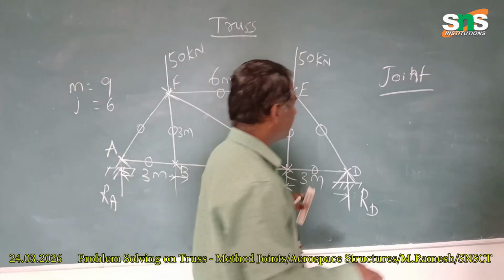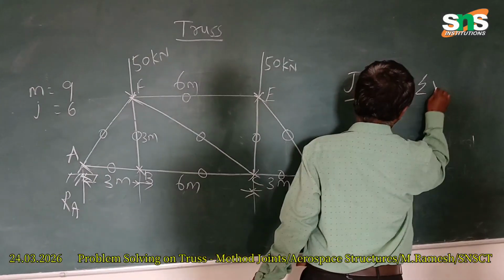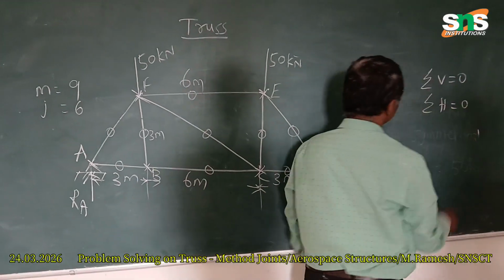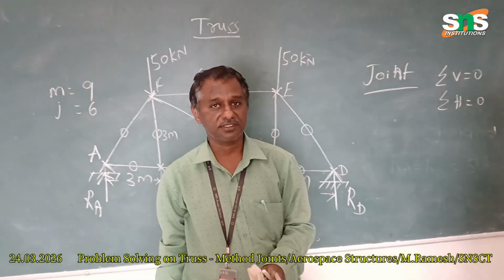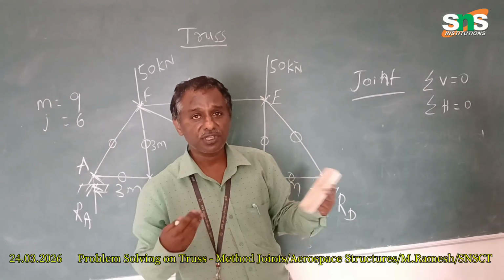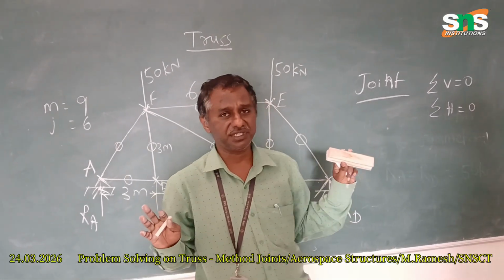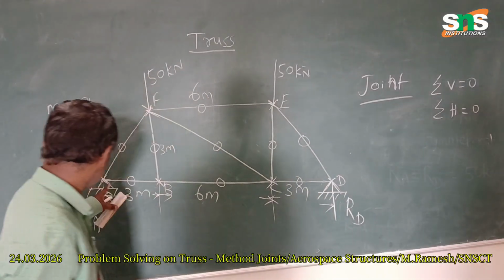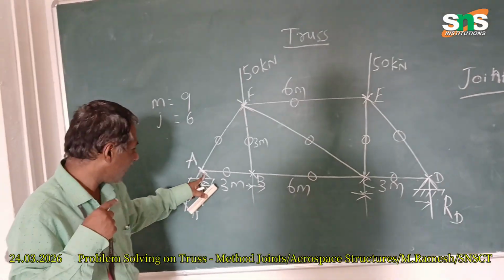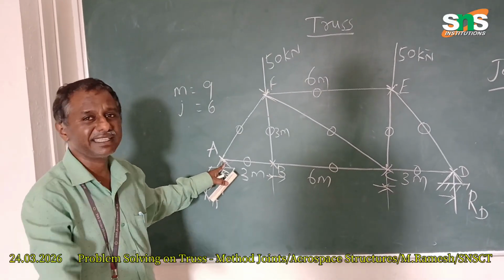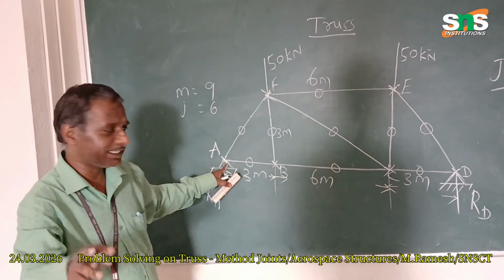Here we are going to apply the method of joints only: sigma V is equal to 0 and sigma H is equal to 0, where sigma V is the sum of all vertical forces and sigma H is the sum of all horizontal forces, both equal to 0. So only two equations. So the number of unknown members should not be greater than 2. Like that we can go. Let's take A.